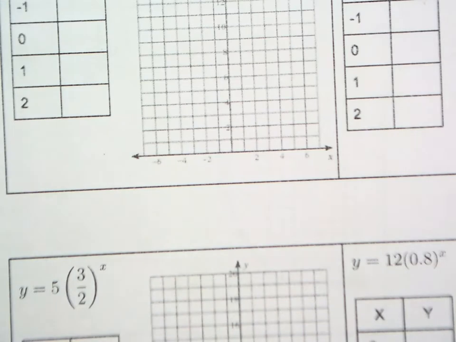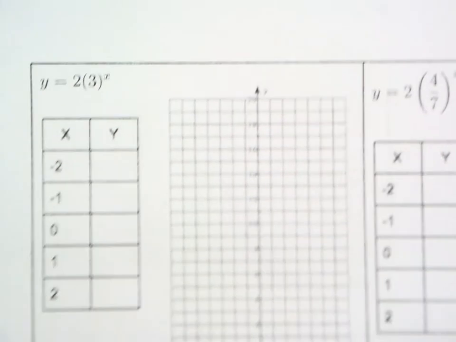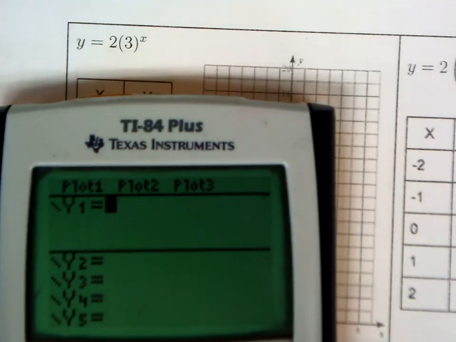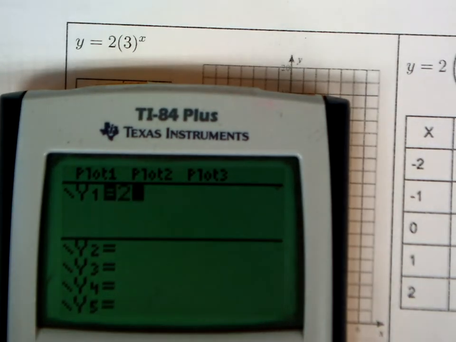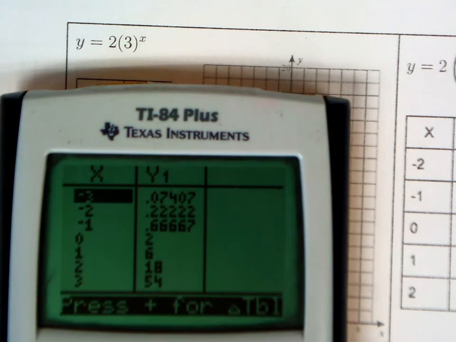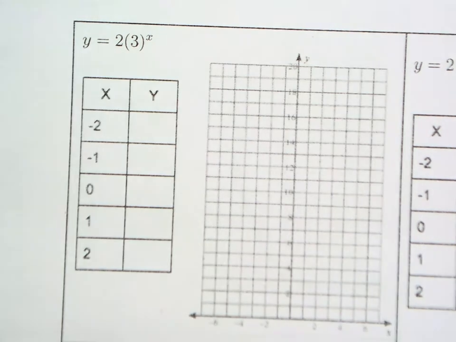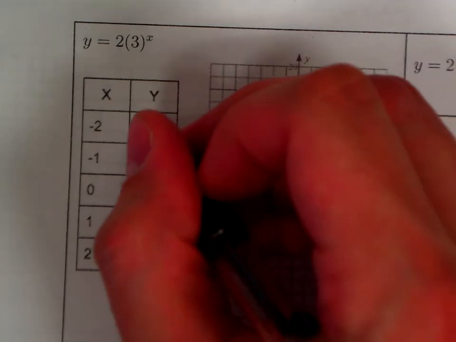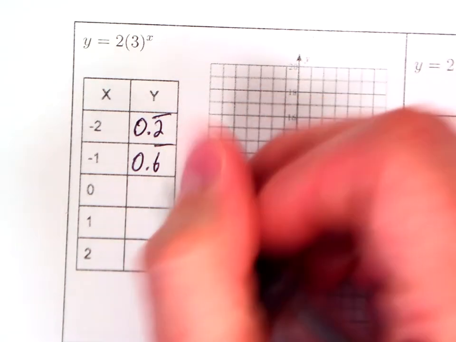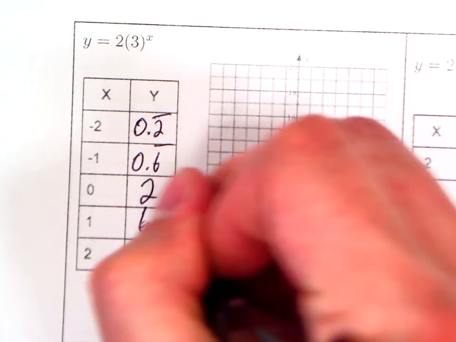On to the next. Now my exponentials have starting values as well as growth factors. So I'm going to go back to y equals in the calculator. I'm going to type in 2 parenthesis 3 caret x. I'm going to press second graph to pull up the table and put these in. 0.2 repeating, 0.6 repeating, 2, 6, and 18.